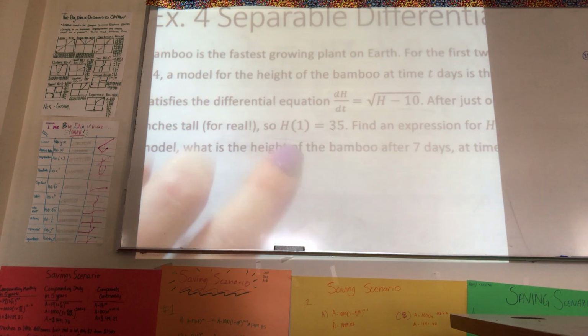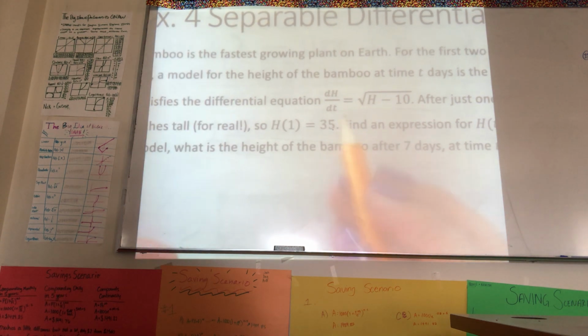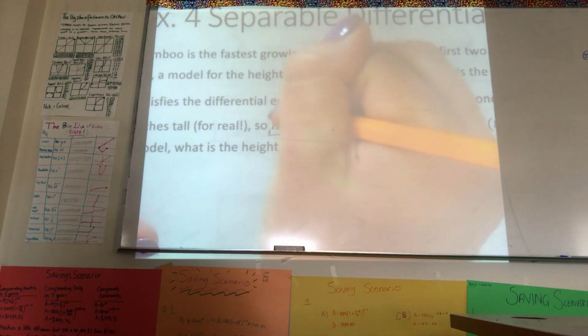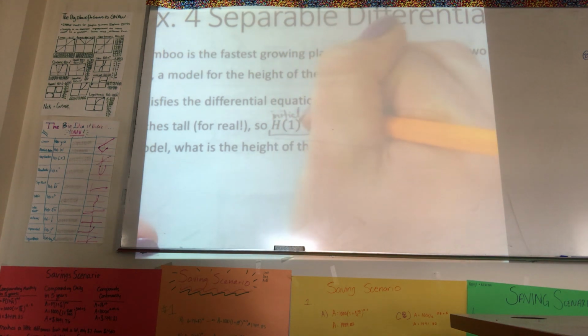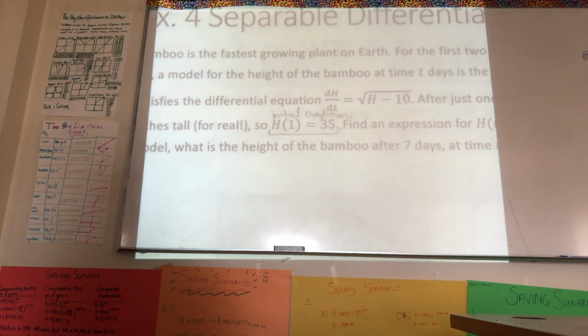So what's h of 1 equals 35 called? Yeah, that's kind of right. Initial condition. So you were kind of right. Initial condition. I just want us to ignore vocab. We can do the problem with that, but we'll learn the vocab. Find an expression for h of t.